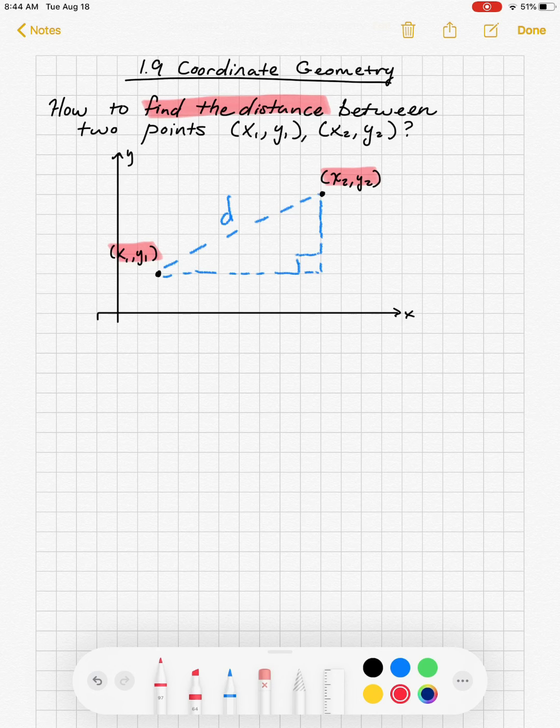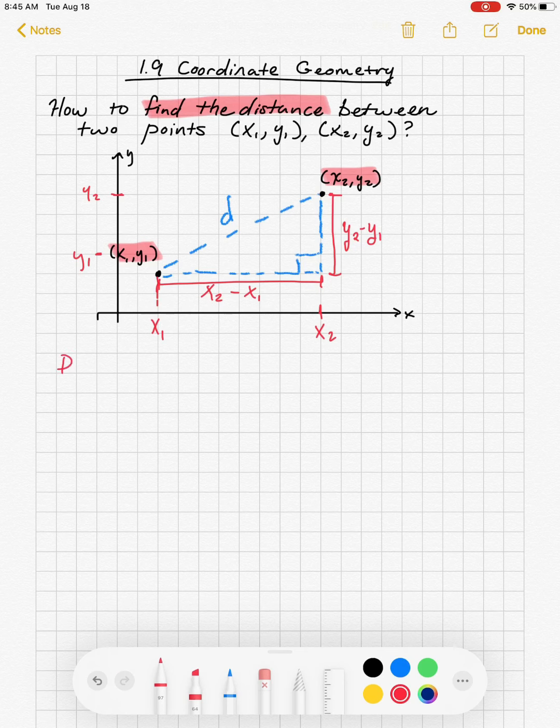All right, so let's see. The first x coordinate here is x1. Second one here is x2. So this distance, wouldn't that have to be the difference x2 minus x1? Versus here, this is y2, this is y1. So this would have to be y2 minus y1.